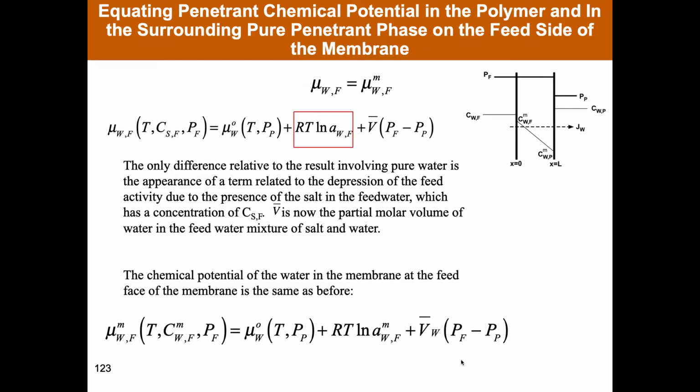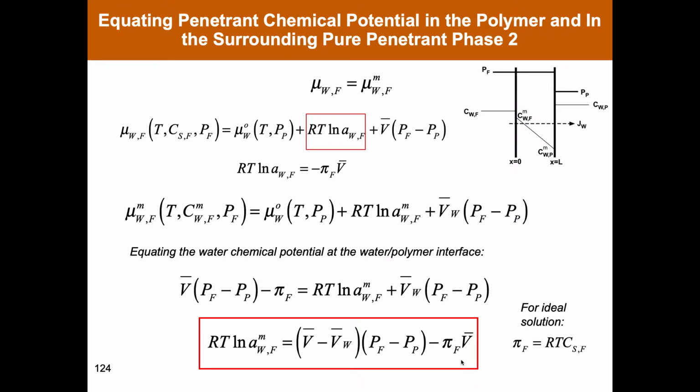We can equate the chemical potential of water in the feed with that in the membrane, and it's exactly the same form that we had earlier when we just had pure water permeating across this membrane. We equate those two chemical potentials at the feed interface for the solvent. The result is shown here. Insert the definition of osmotic pressure for the activity of solvent in the feed, and we get ultimately to the expression that's shown here at the bottom of the page.